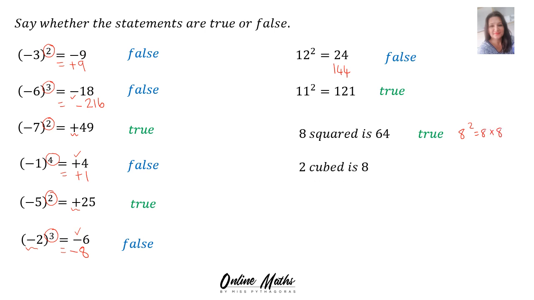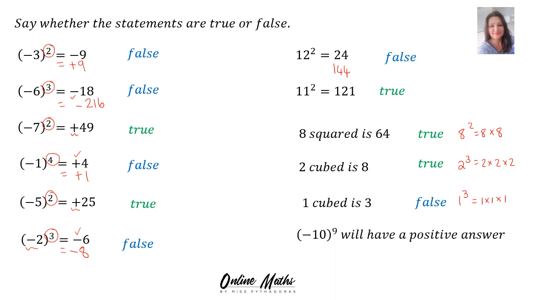2 cubed is 8. Is it true? Yes. Why? Because 2 cubed means 2 times 2 times 2, which is 8. 1 cubed is 3. False. Because 1 cubed means 1 times 1 times 1, which is 1. Negative 10 to the power of 9 will have a positive answer. False. Why? Because this is an uneven number. The answer will be negative.